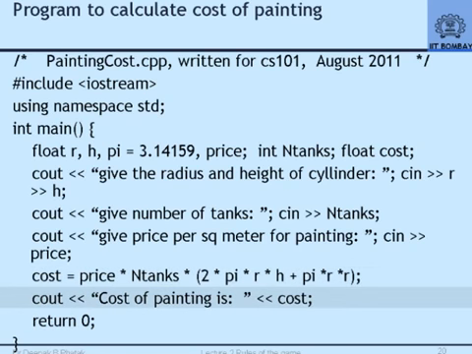Finally, we output the cost of painting as a message, followed by cost, which is the name of the location which contains the value that has been computed. Return 0, again we don't understand, but we have by now realized that at the end of my algorithm I must say return 0. So, just as int main signifies beginning of my algorithm, return 0, or more importantly the closing braces, signifies the end of my algorithm.